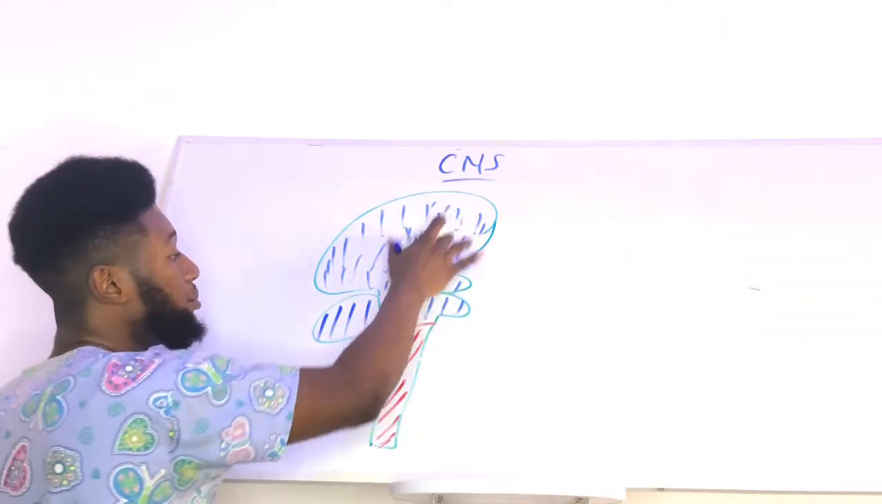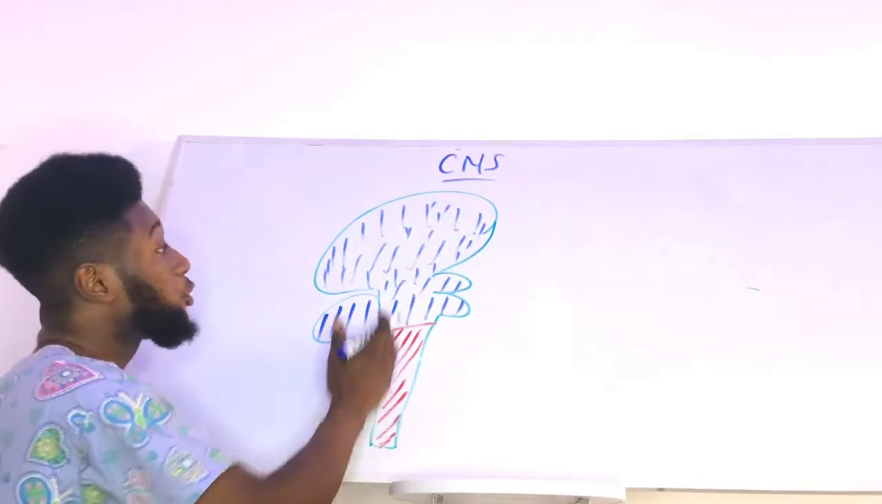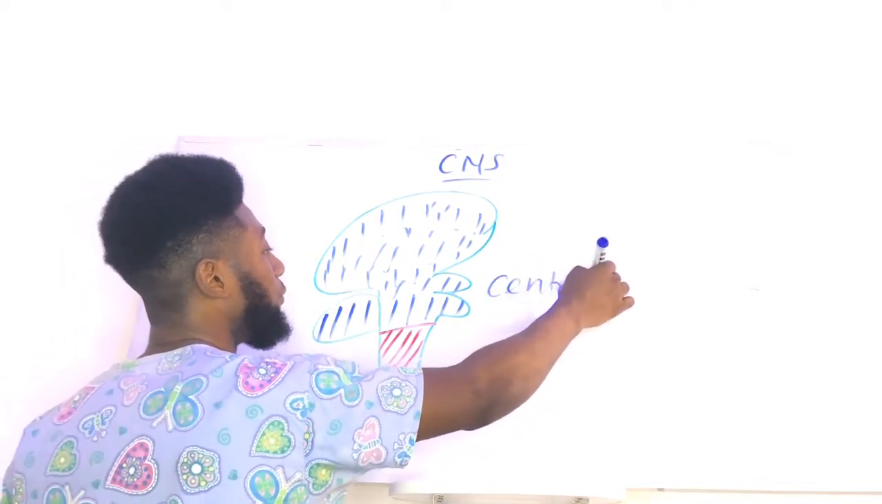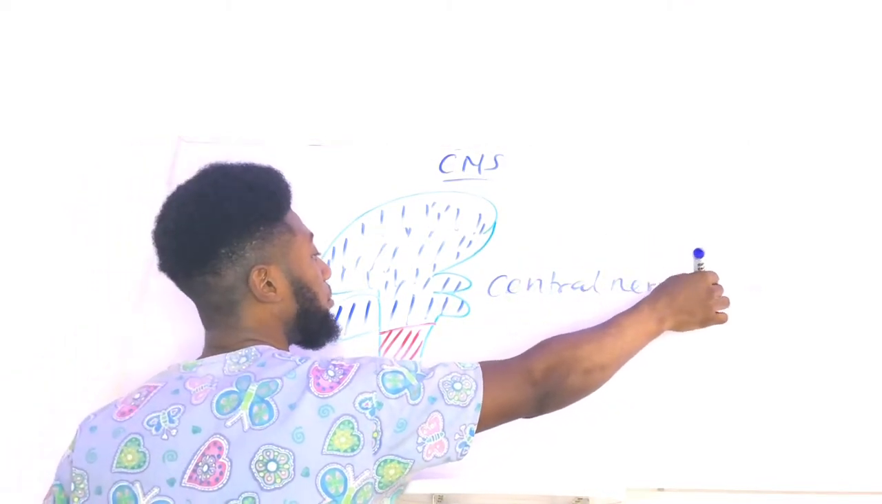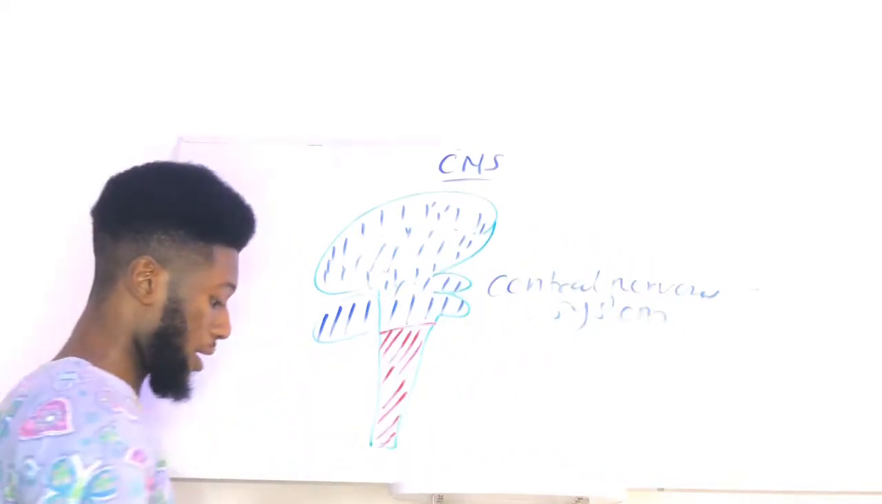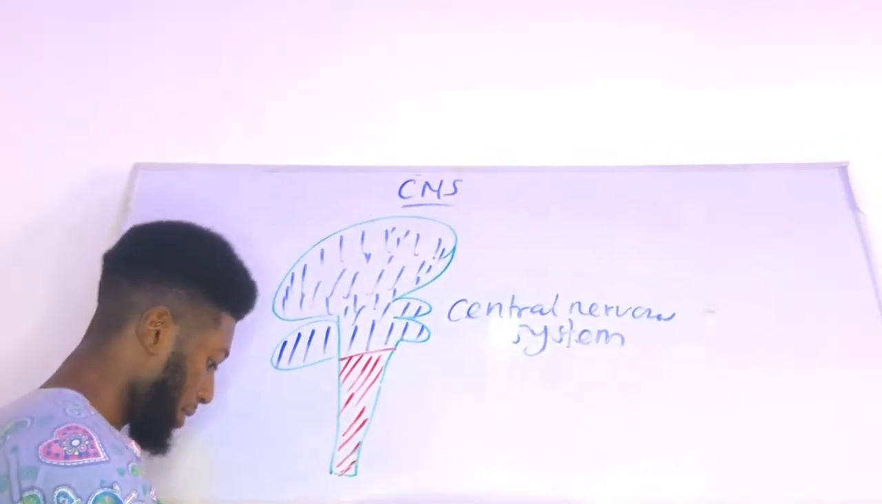So this is the brain and this is the spinal cord. In combination, brain and spinal cord make up the central nervous system.